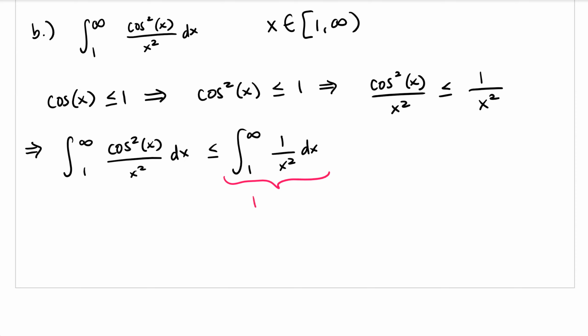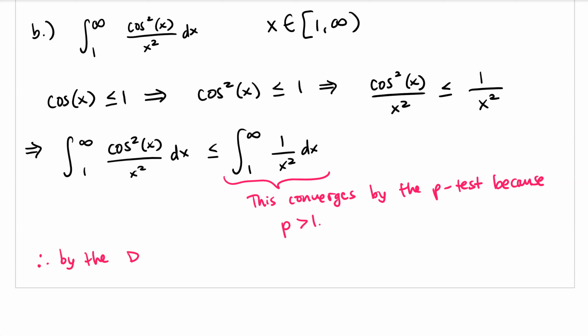We know that this converges by the p-test because p is greater than 1. Here our p-value is 2, so I know that that's going to converge. So therefore, by the direct comparison test for integrals, the integral from 1 to infinity of cosine squared x over x squared dx must also converge.